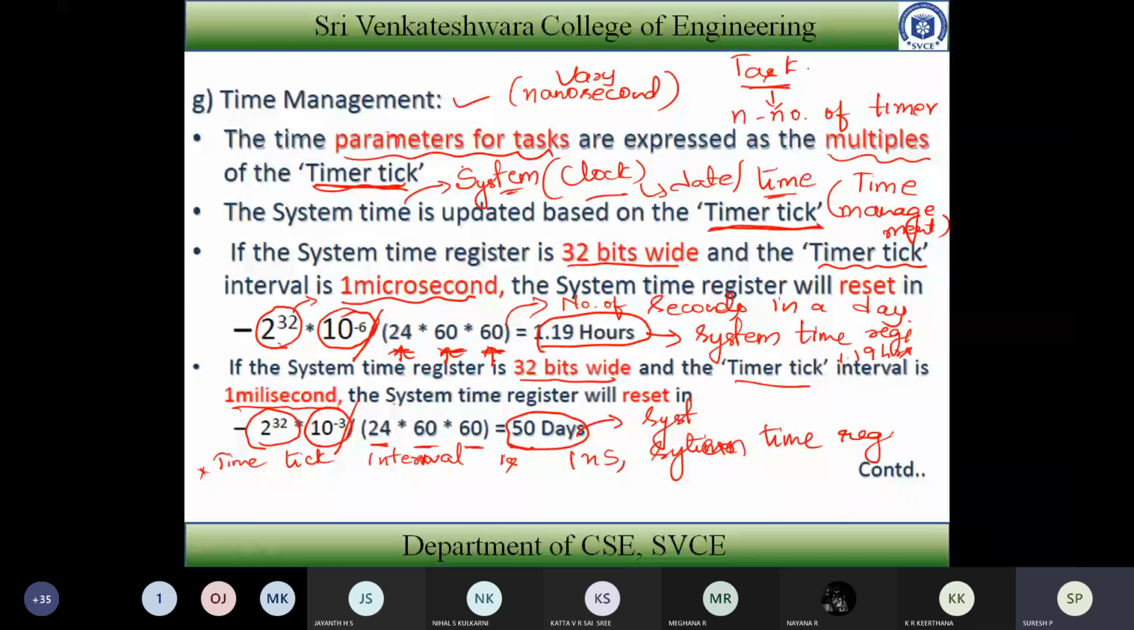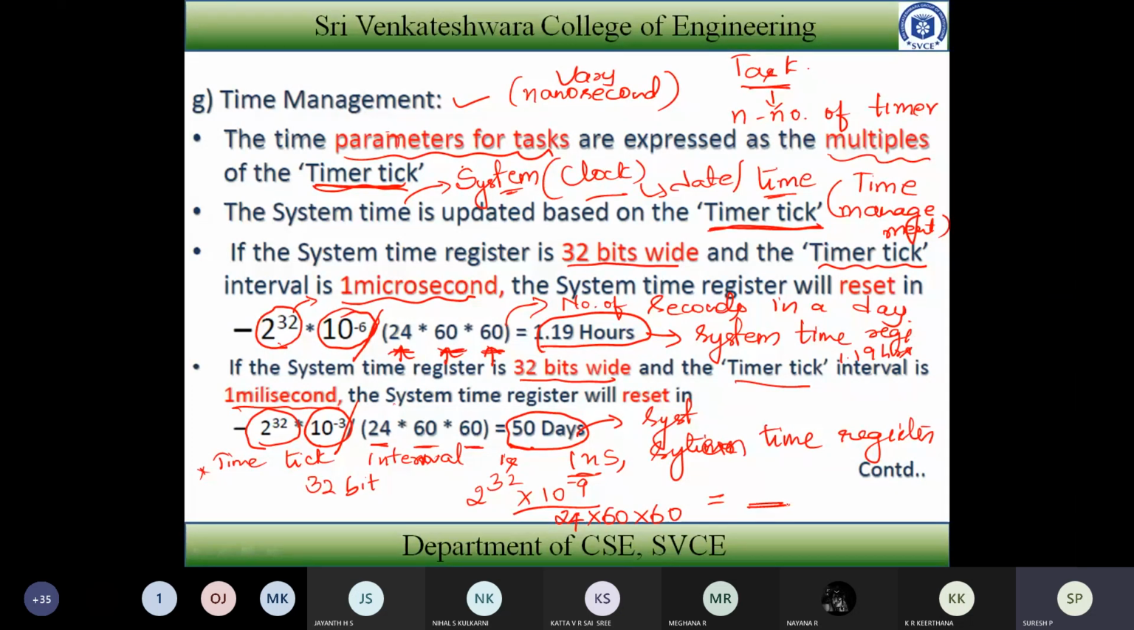Then if it is 1 nanosecond, what change do I have to make? It will be 2 power 32 into 10 raised to minus 9, divided by 24 into 60 into 60. Doing this, you will get some number of days. After that many days, the system time register will reset. So you just calculate it.